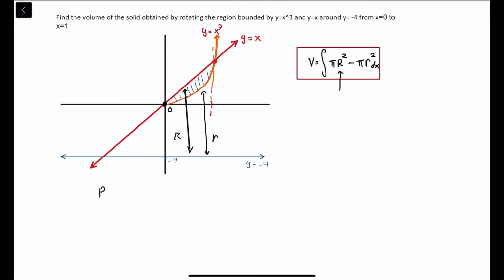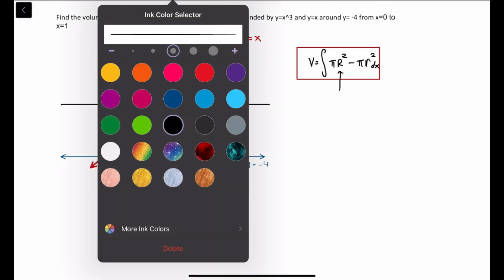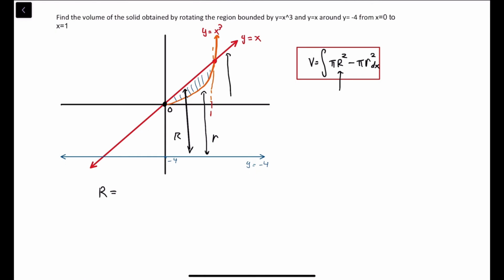So we need to find R. The easiest way to think of it is just the distance between y equals x and y equals minus 4. So we know that the distance from y equals x to the x-axis right here is simply just x. And we know that the distance from the x-axis to y equals minus 4 is 4. So if you want to find this whole distance, then it will be just x plus 4.